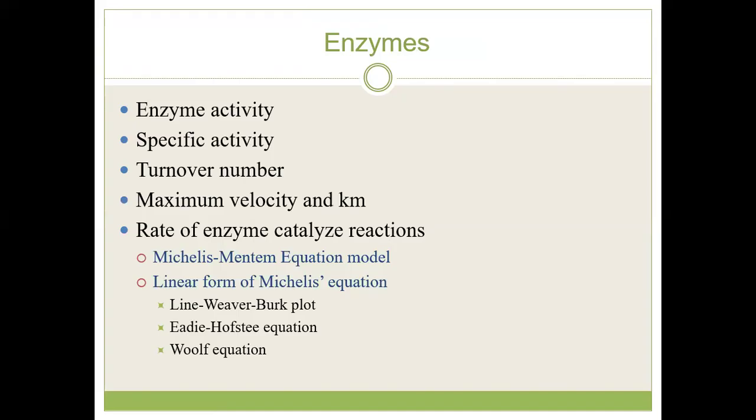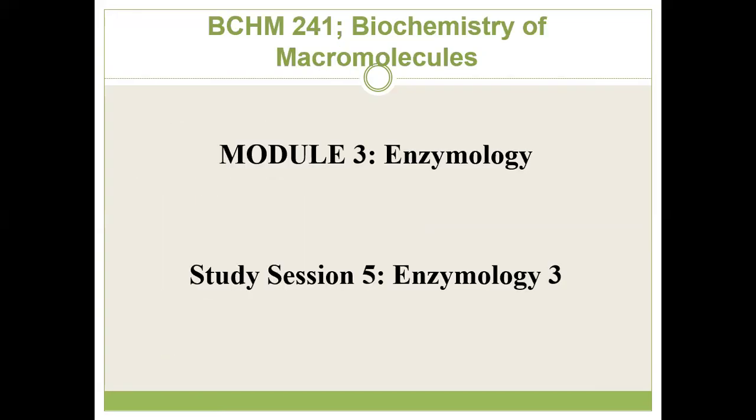There is a group that will talk about the derivation of the Michaelis-Menten equation. Please know how to derive the Michaelis-Menten equation and what the various linear forms of presentation of the Michaelis-Menten equation are. We have the Lineweaver-Burk plot, the Eadie-Hofstee equation, and the Woolf equation. Please, you need to cover that. The assignment also needs to cover that.